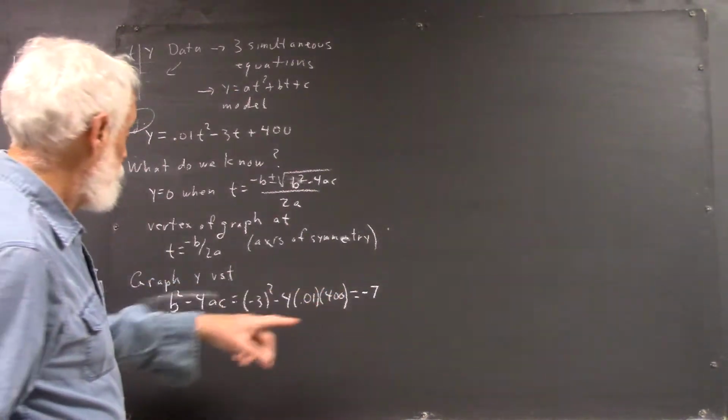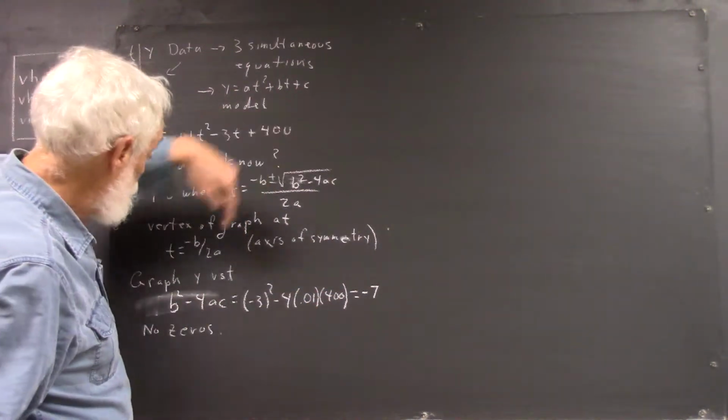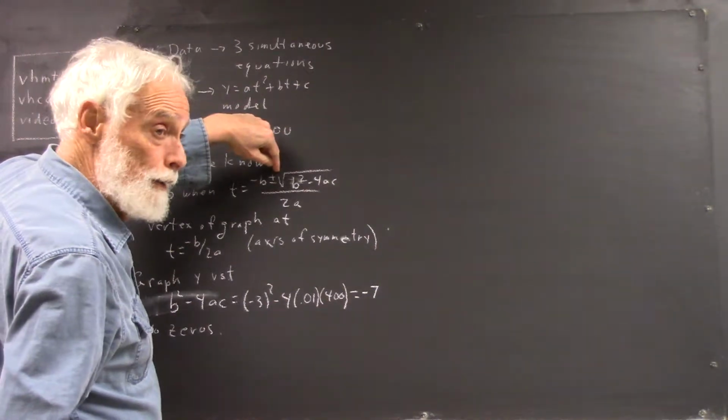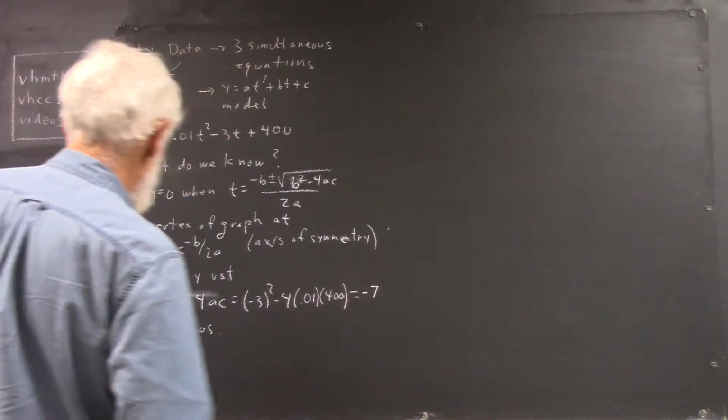And again, there are no zeros because this is what goes under the square root. This is the discriminant. It's negative. You don't get a real number. So there are no zeros.